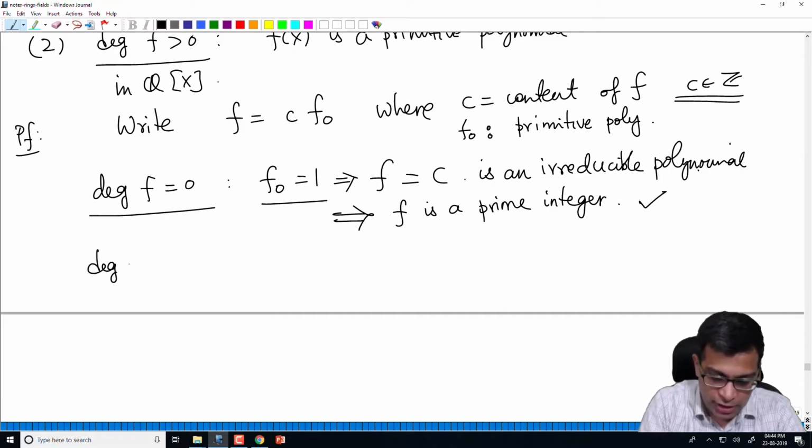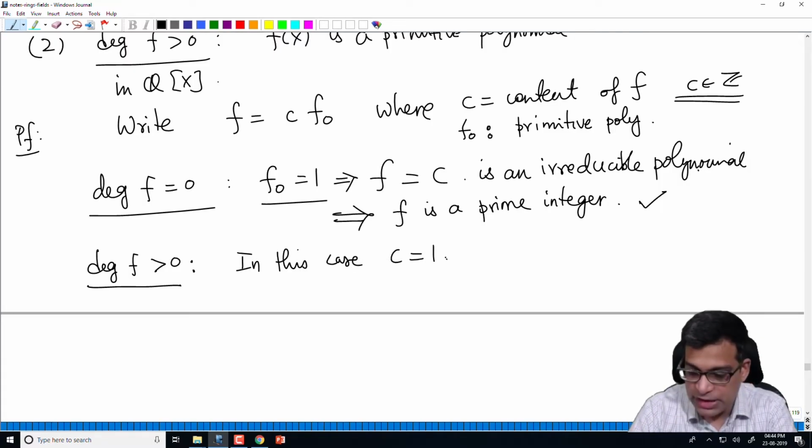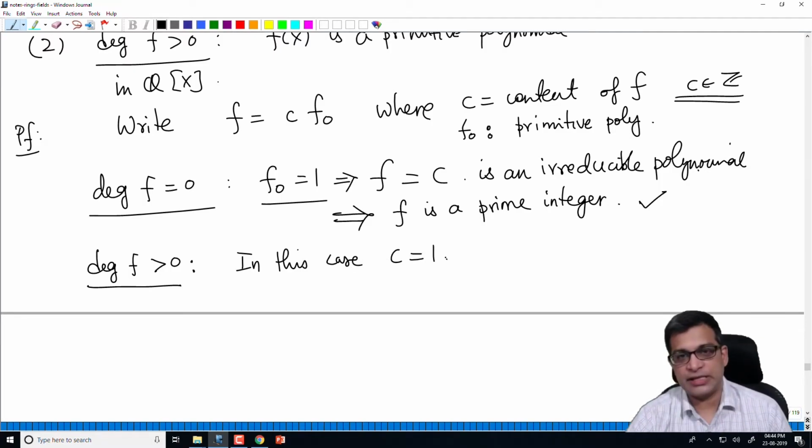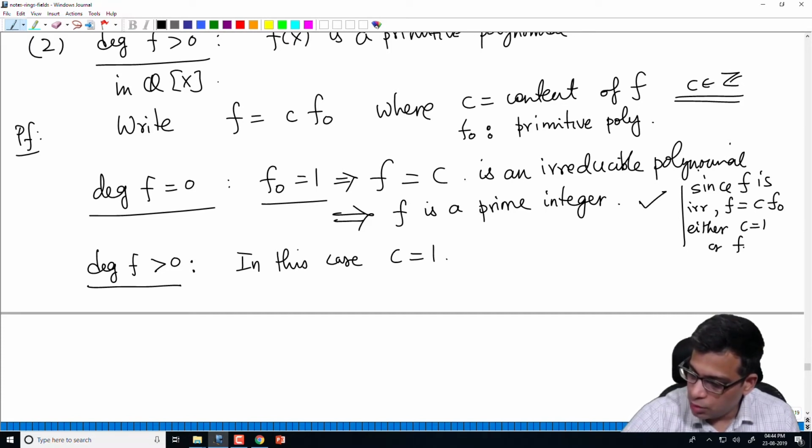So now we consider the second case. Degree of f is positive. But that means in this case c must be 1, because if c is not 1, remember c is an integer, f is irreducible. Since f is irreducible and f is c f0, either c is 1 or f0 is 1.